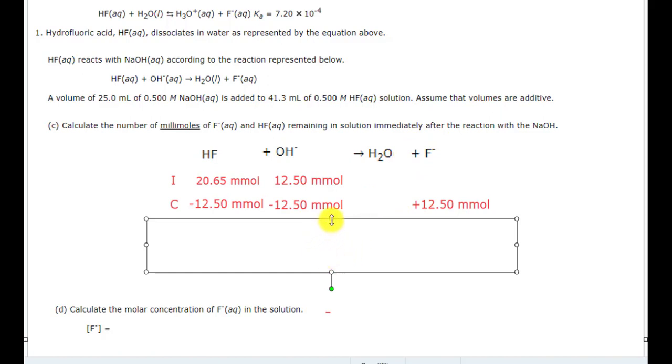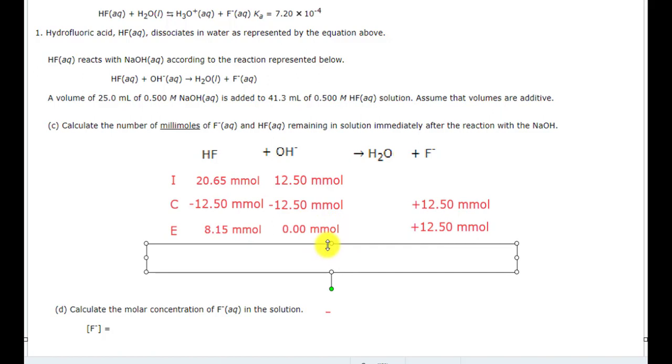So in the end, at equilibrium, or the end of the ICE chart, we're left with 8.15. Again, you could round that off to 8. Well, that's 3 sig figs, or 8.2 would probably be a better way of doing it. And this is 12.5 millimoles. That's what we've done. Calculate the number of millimoles of fluoride and HF remaining.